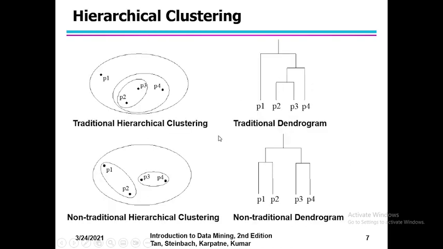Hierarchical means there are different kinds of hierarchical clustering. If you see this diagram, these are different kinds of data points. If you are representing your data points like this, this is called traditional hierarchical clustering, or a traditional dendrogram. Please try to remember this. This is a traditional dendrogram, and this is a non-traditional dendrogram. This is traditional hierarchical clustering, and this is non-traditional hierarchical clustering. Based on this, we can say these are different types of hierarchical clustering.